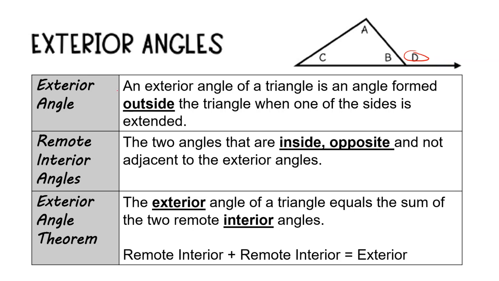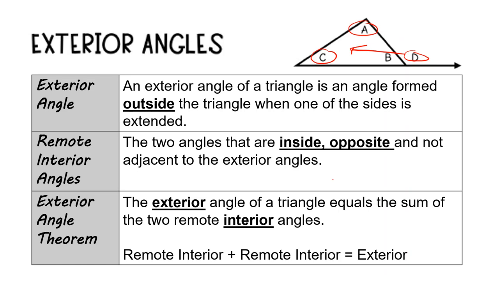Now what we're looking at today are the remote interior angles. They're the two angles that are inside, opposite, and not adjacent to the exterior angle. So notice B is adjacent to D. So the two remote interior angles for D are C and A because they're on the opposite side, on the inside of the triangle.